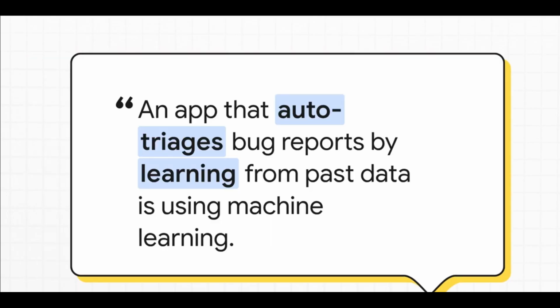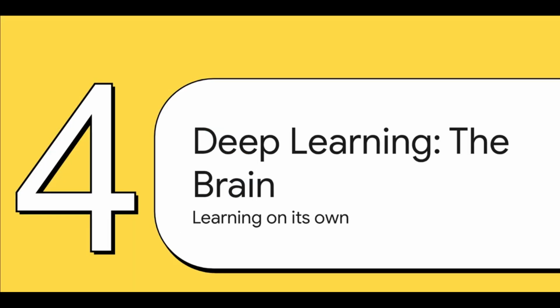Think about a bug triage tool, right? This is a great testing example. With symbolic AI, you'd write a rule like, if the report contains the word crash, assign it to team A. But with machine learning, you'd feed it thousands of old bug reports and how they were solved, and it learns the patterns that predict whether a new bug is for the UI team, the database team, or someone else. It's learning from history. Now let's level up to deep learning, which I call the brain. Now, this is actually a type of machine learning, but it's way more powerful.